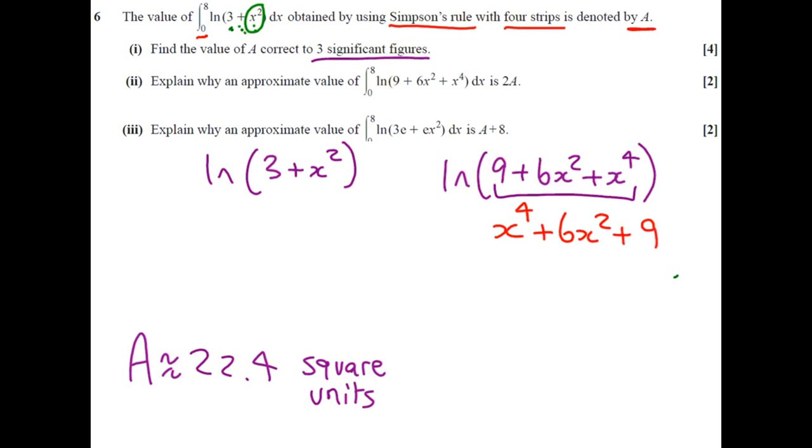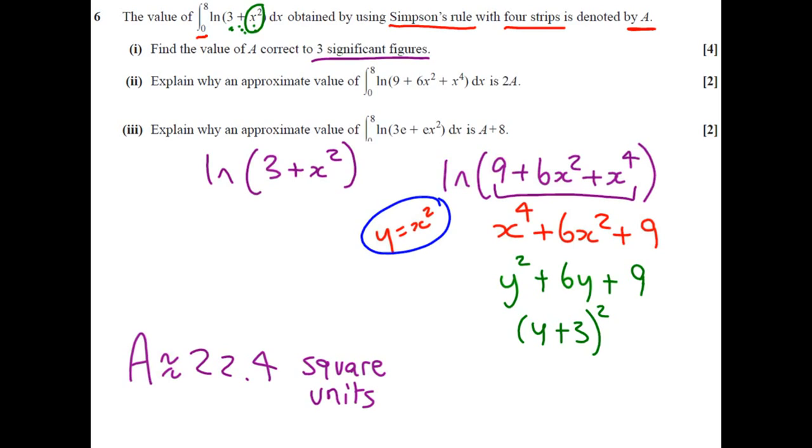It's actually a hidden quadratic if you want to think about it like y equals x squared. So it's y squared plus 6y plus 9, which is going to factorize to (y plus 3) squared. Now you didn't have to make that substitution. I was just showing you how it works. You could have gone straight to the factorized version, which is (x squared plus 3), or equally (3 plus x) squared.